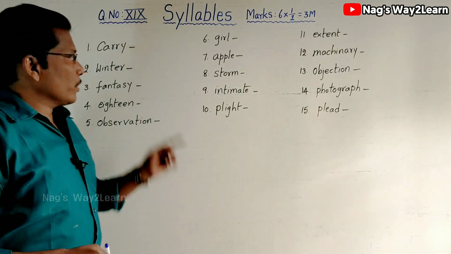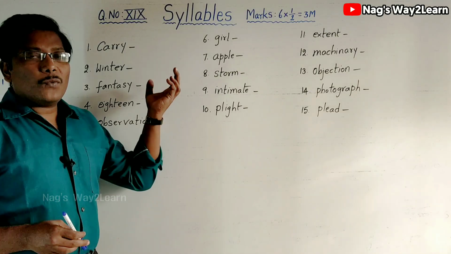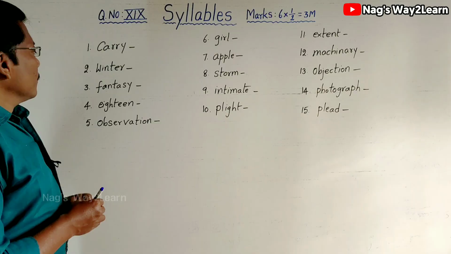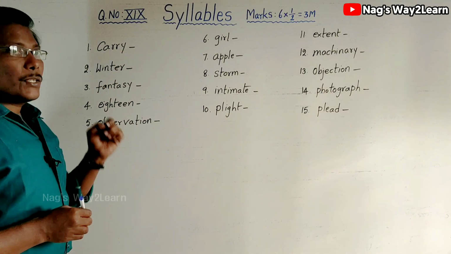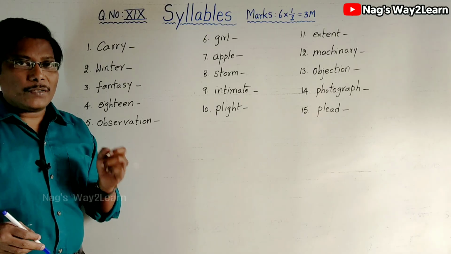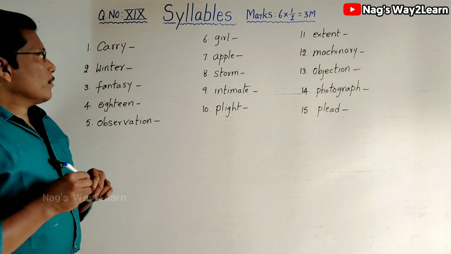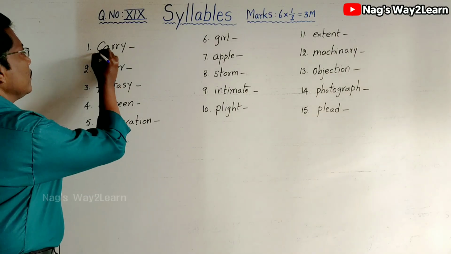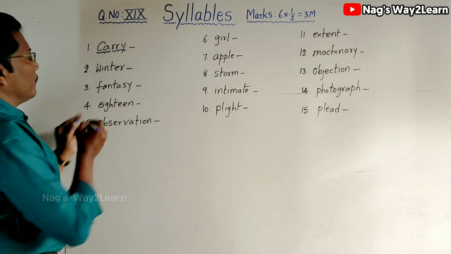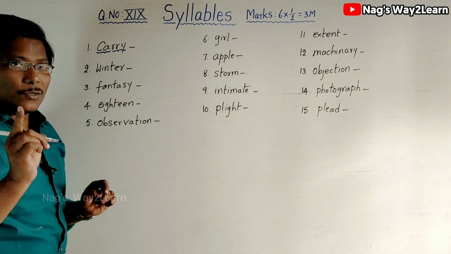Okay, now look at these words. Write the number of syllables for the following words. So you look at the first word, carry. Here we need to write the number of syllables in this word. So in carry, that means there are 2 syllables in this word. Okay, understand?